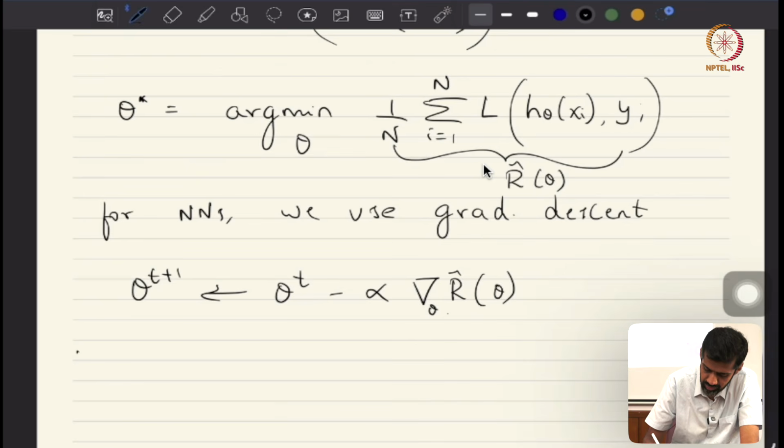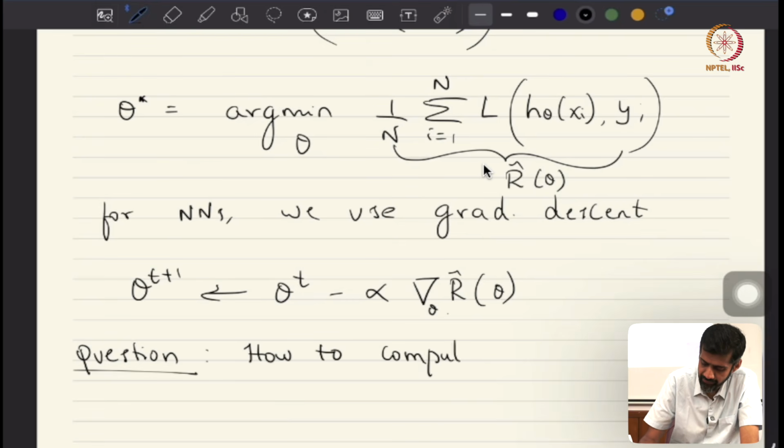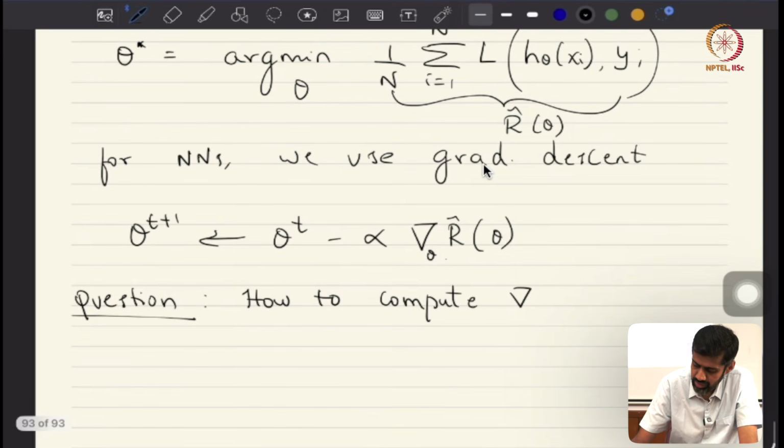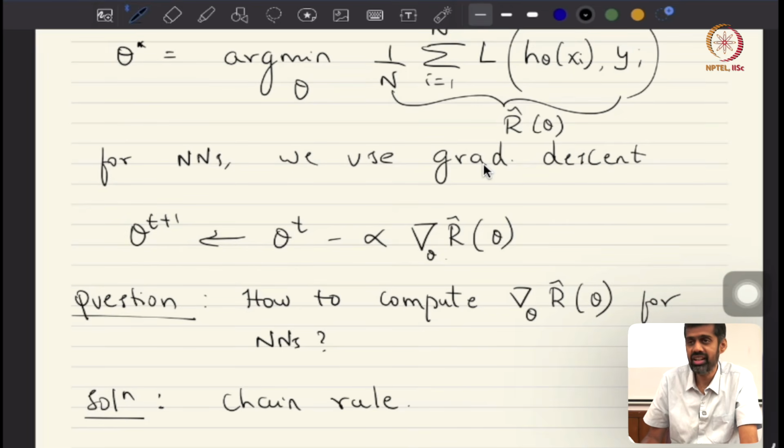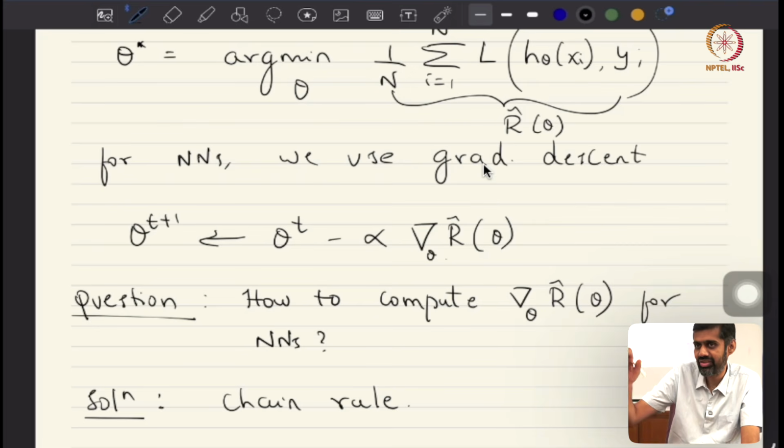The question: so how to compute the gradient of the empirical risk with respect to theta for neural networks. The solution is the chain rule. The gradients of composite functions are computed using the chain rule. We all know that, right. The gradient of e power sin x squared, start from the innermost function, take the derivative, keep hopping, right? That is exactly what we do, okay.